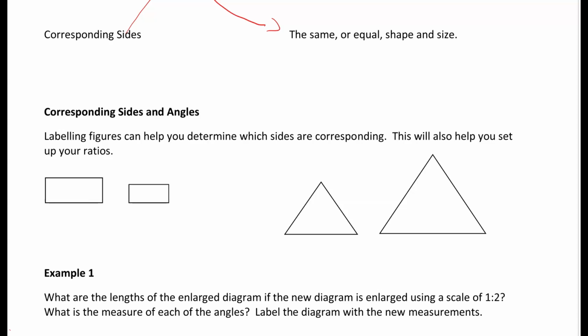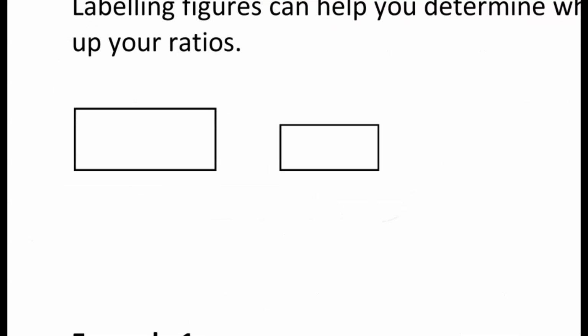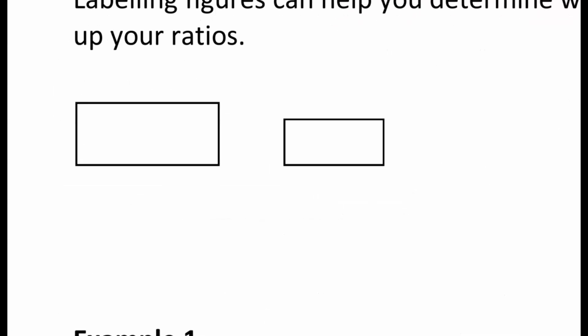We'll start off by looking further at corresponding sides and angles. So that's two of the terms that we talked about above. Labeling figures can help you determine which sides are corresponding. This will also help you set up your ratios. So we're looking at these two objects first, and we're going to look at labeling angles. If we're looking at angles A, B, C, and D, they would match up with A, B, C, and D on the corresponding shape.